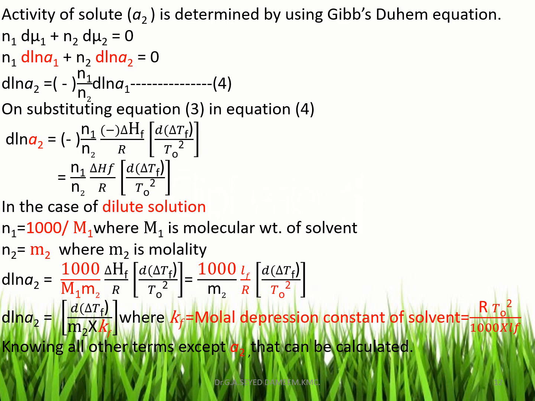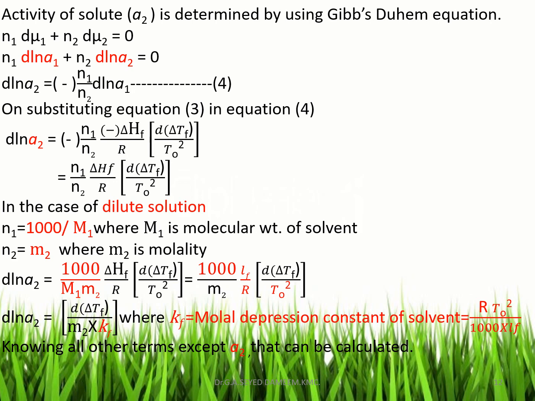Actually here d mu1 is equal to RT d ln A1, d mu2 is equal to RT d ln A2, and dividing this equation by RT, it becomes N1 d ln A1 plus N2 d ln A2 equal to 0. That is another form of the Gibbs-Duhem equation. From this equation, we can get the value for d ln A2: d ln A2 is equal to minus N1 by N2 times d ln A1. Call this equation 4, as read before.